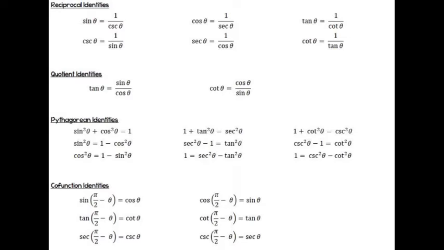Secant of pi over 2 minus theta equals cosecant theta. Cosine of pi over 2 minus theta equals sin theta. Cotangent of pi over 2 minus theta is equal to tangent theta. Cosecant of pi over 2 minus theta is equal to secant theta.